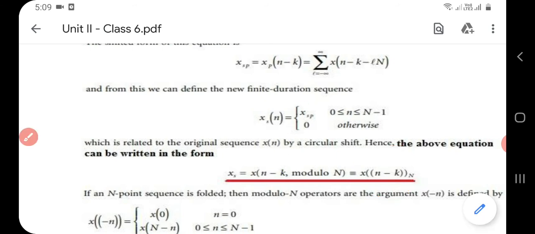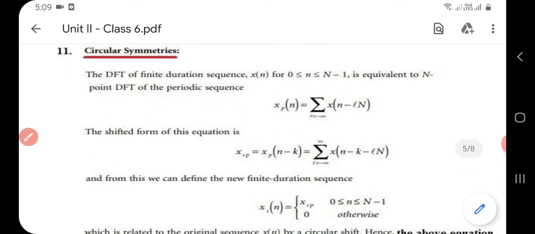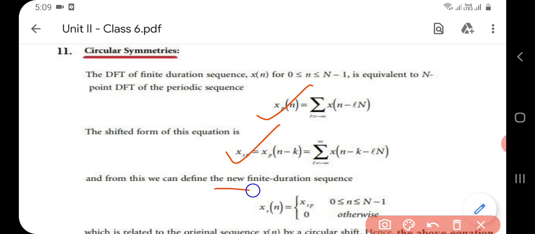So that is it. The DFT of a finite duration sequence is equivalent to the DFT of a periodic sequence given by x of p. Now we are applying a shift to this, and on applying that shift we will get a new sequence.